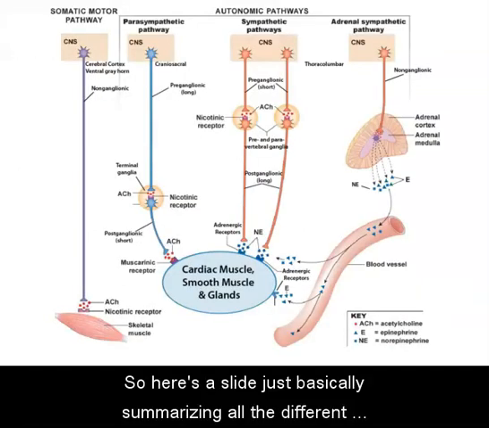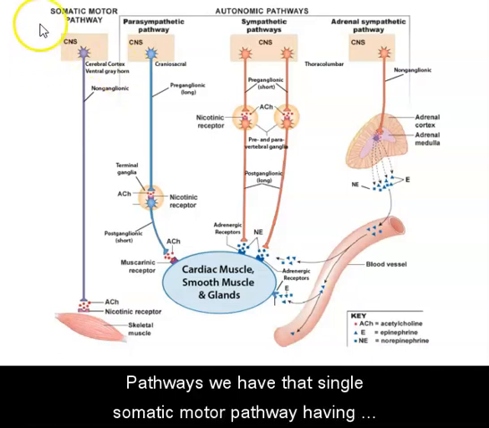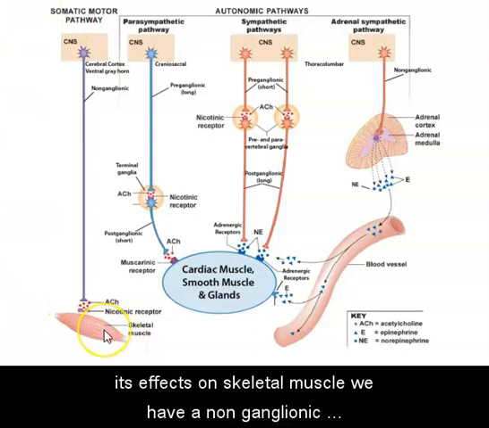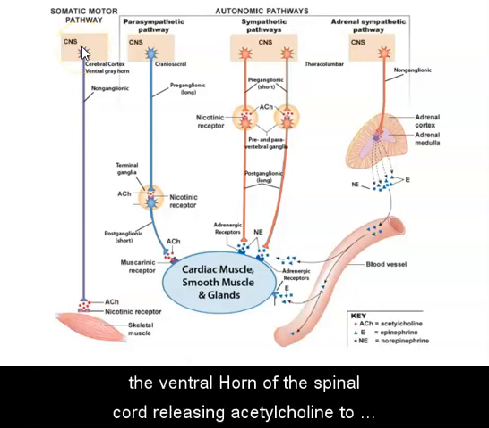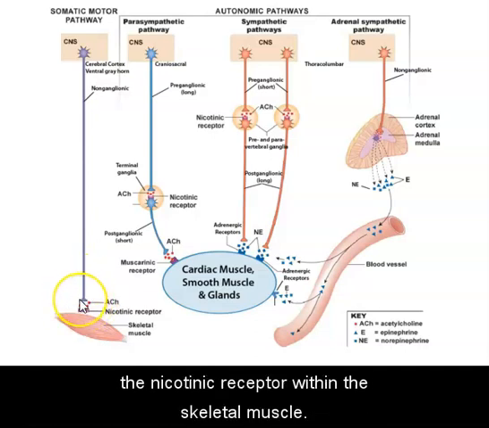So here's a slide just basically summarizing all the different pathways. We have that single somatic motor pathway having its effects on skeletal muscle. We have a non-ganglionic neuron originating in the CNS, either in the cerebral cortex or the ventral horn of the spinal cord, releasing acetylcholine to the nicotinic receptor within the skeletal muscle.